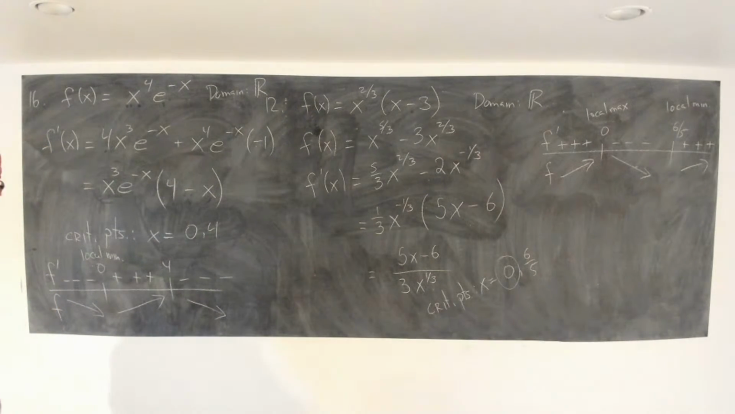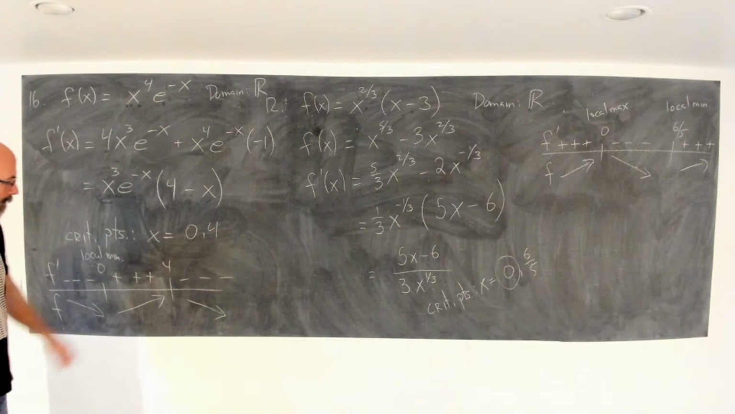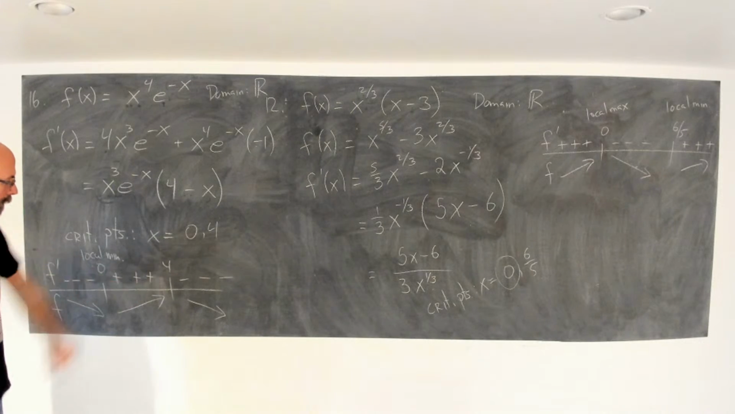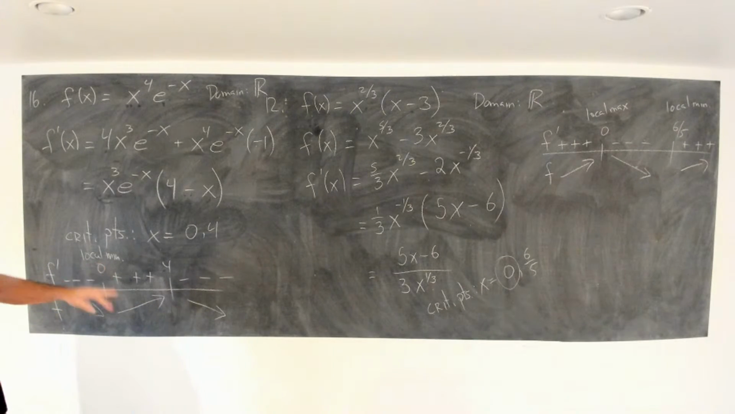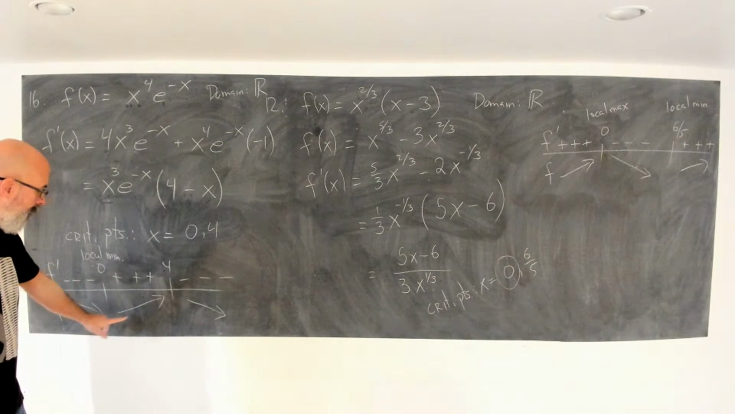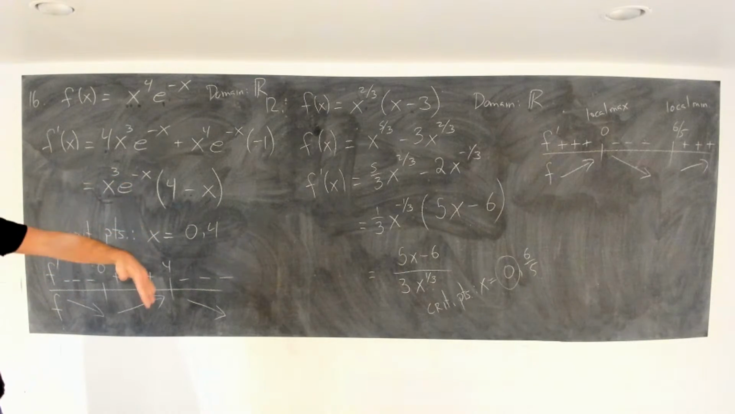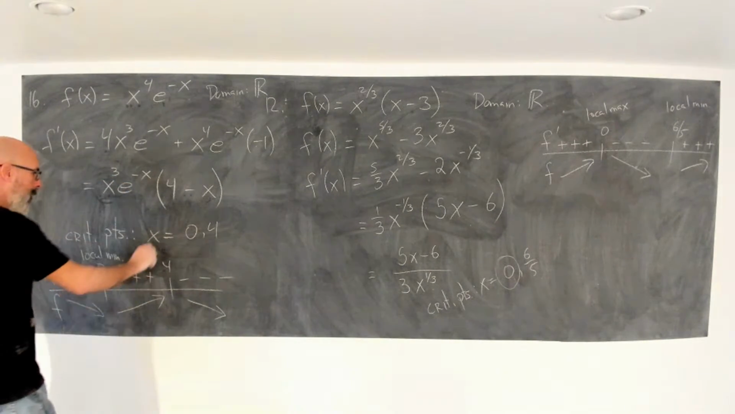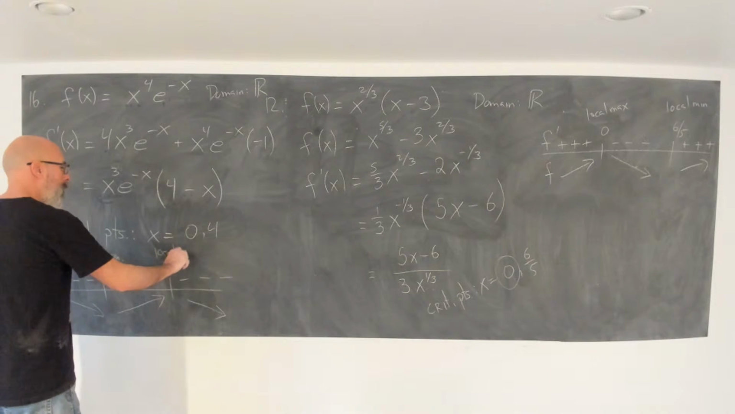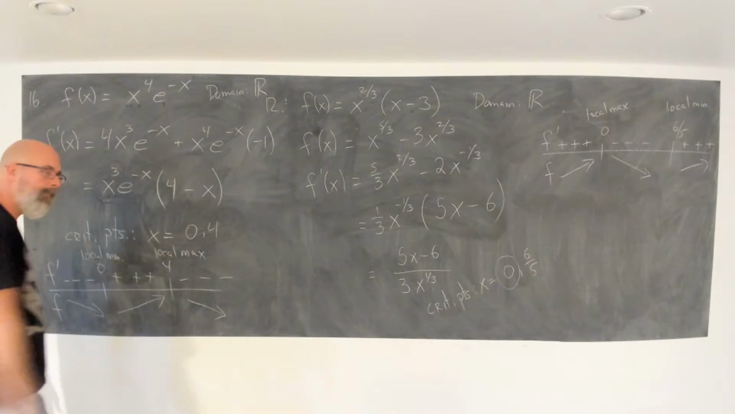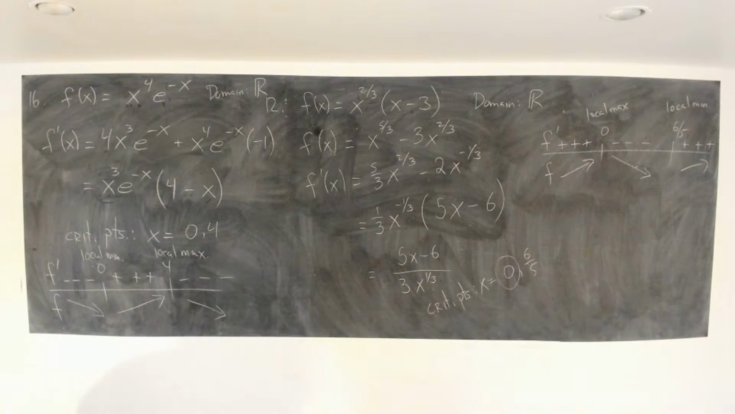We're going to do concavity right after this. We're going to do an example where you've got other variables, A and B, but then we'll move on to the concavity. At 4, your function is increasing and then decreases. You see what's happening here? Local max.